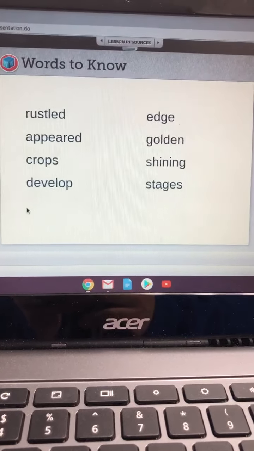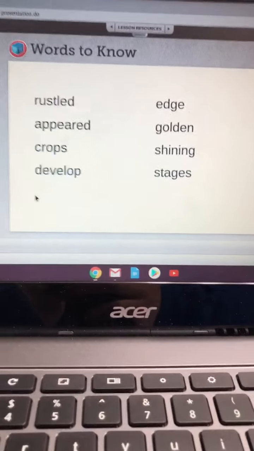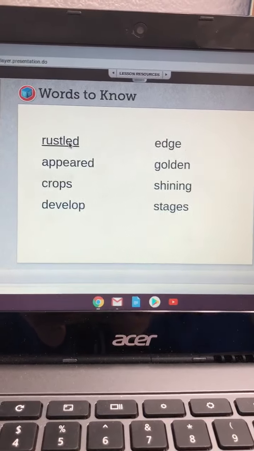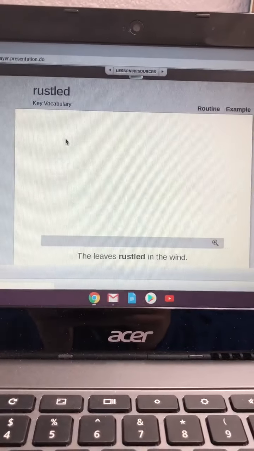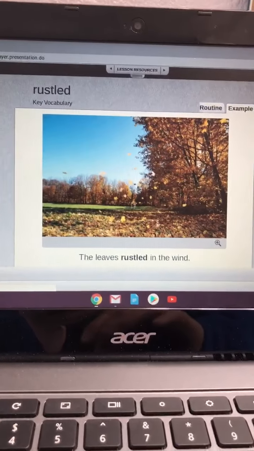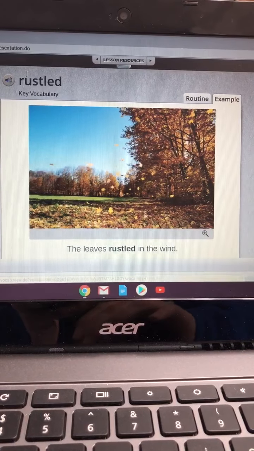Remember, this is going to be on our test on Thursday, so please make sure you're paying really good attention. The first word is rustled. Not wrestled, but rustled. The leaves rustled in the wind. Okay, do you see how they're moving? It kind of makes noise, rustled.